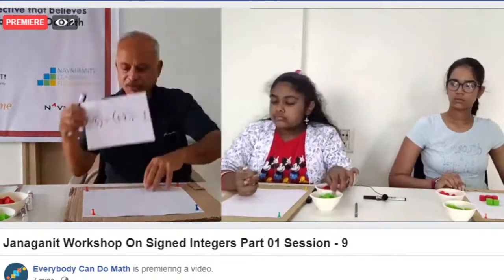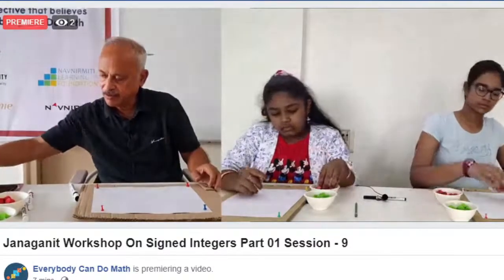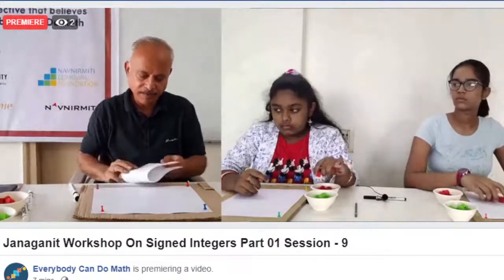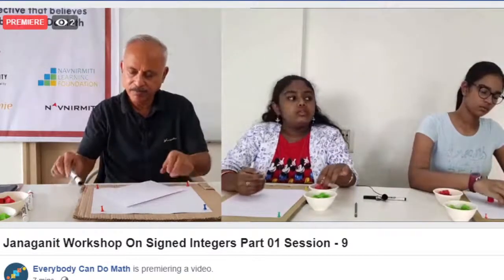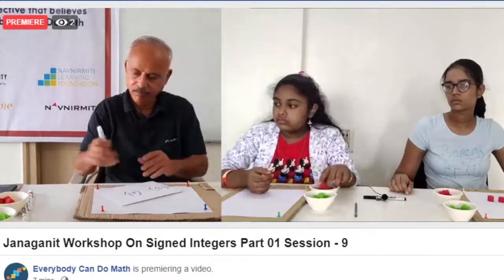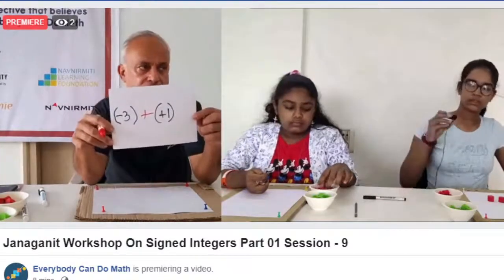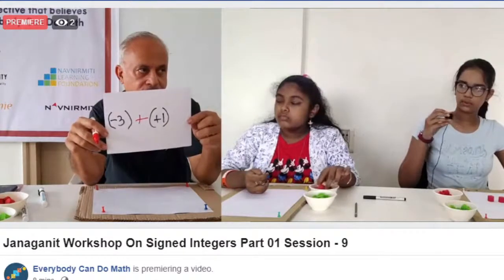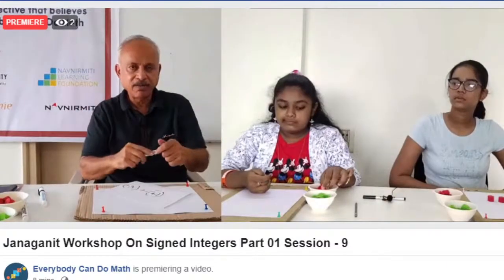Okay. Next problem is to Nandita. The problem is negative 3 plus positive 1. Negative 3 plus positive 1 is equal to negative 2. Okay. Now this is something which you have done using plugs.